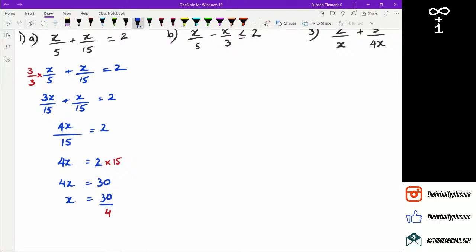There's nothing wrong with it. But if you are confident, then you can put it as 7.5, so 30 over 4.